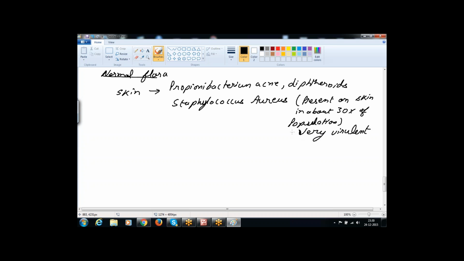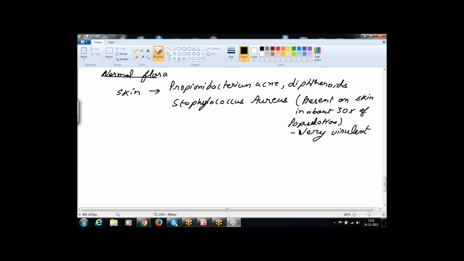What diseases it causes and how it causes them, we will do. But if it is virulent, then why is it normal flora? If it is very efficient in causing diseases, then why is it among the normal flora? In fact, till it is on skin, it will not cause any problem. Till the skin is intact, it will not cause any problem. It will just stay on skin. But if there are any cuts or wounds, it will get access to the underlying tissue through cuts and wounds.